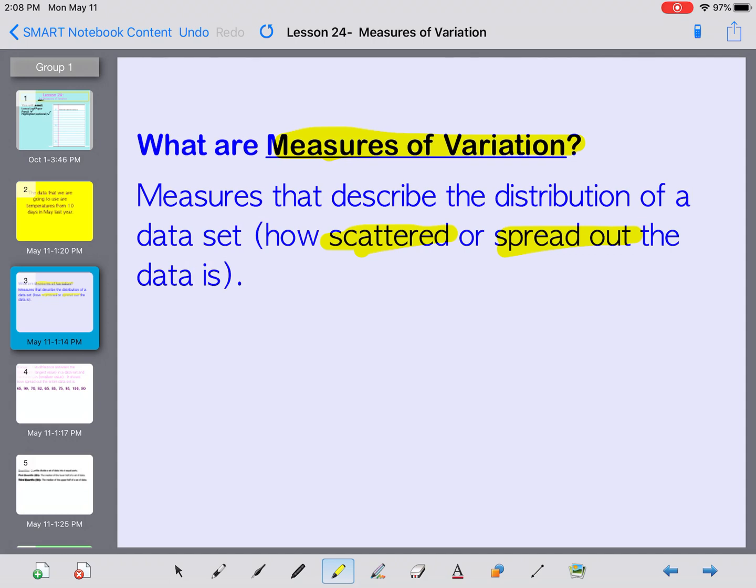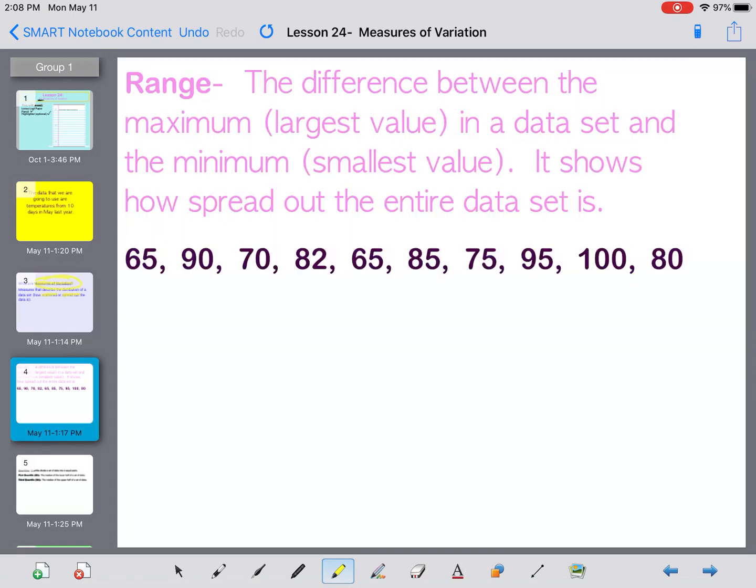So we're looking at data today on an even more refined scale. We're not just looking to see what our mean, median, and mode is. We're trying to decide, is our data really smushed together? Are all our numbers really close together, or are they really spread out? And that's what measures of variation is really good for.